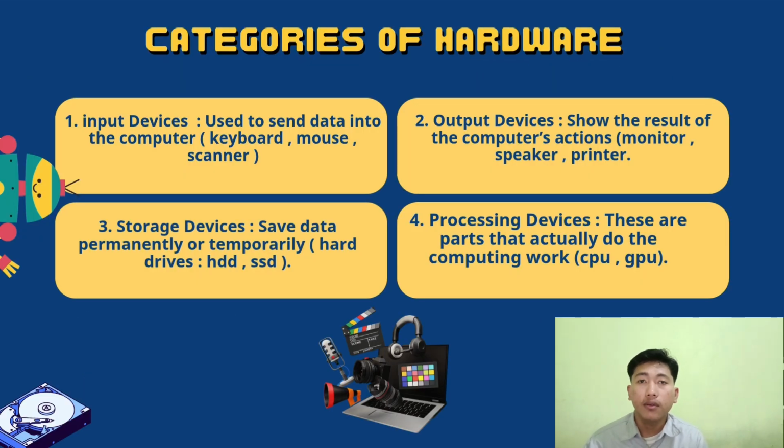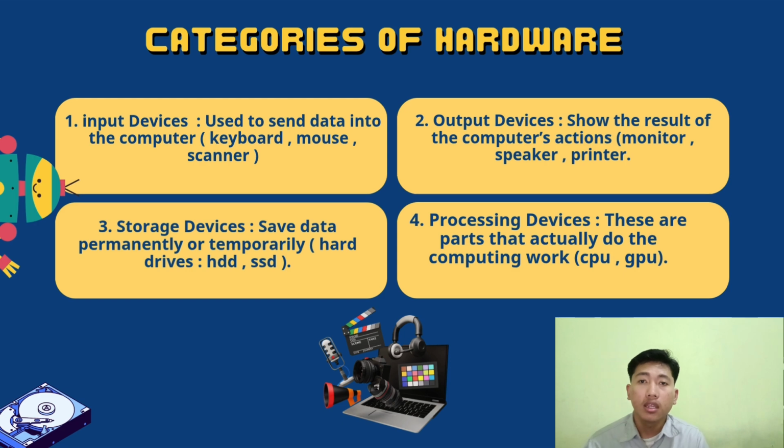Categories of hardware: there are four. First, input devices. An input device's job is to send data into the computer, for example keyboard, mouse, or scanner. Second, output devices show the result of the computer's action. Examples are monitor, speaker, and printer.